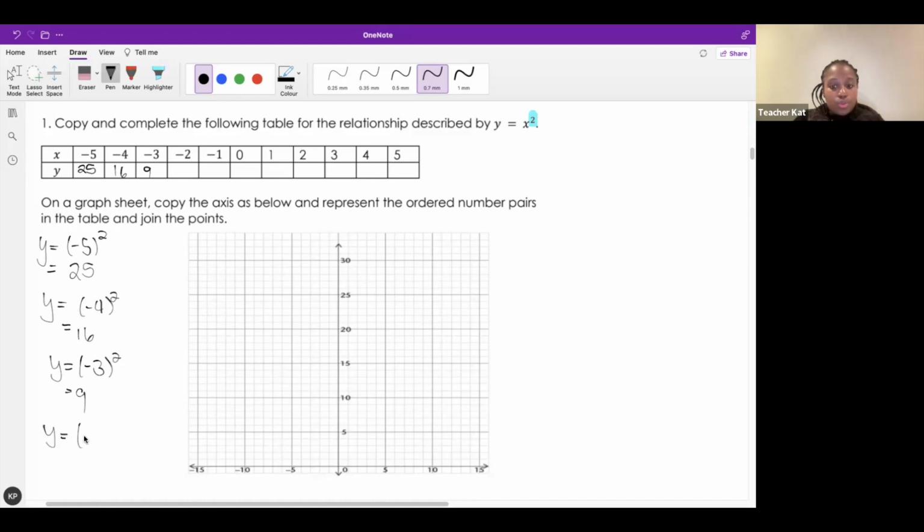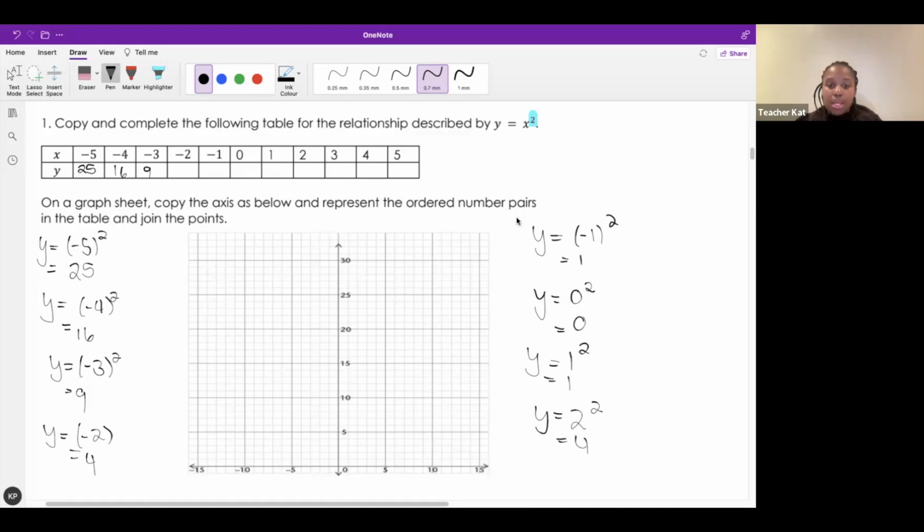Y is equal to -2 squared. That is 4. I'm going to continue on this side. Y is equal to -1 squared. That is 1. Y is equal to 0 squared. You guys are going very fast. That is 0. Y is equal to 1 squared. 1. Y is equal to 2 squared.